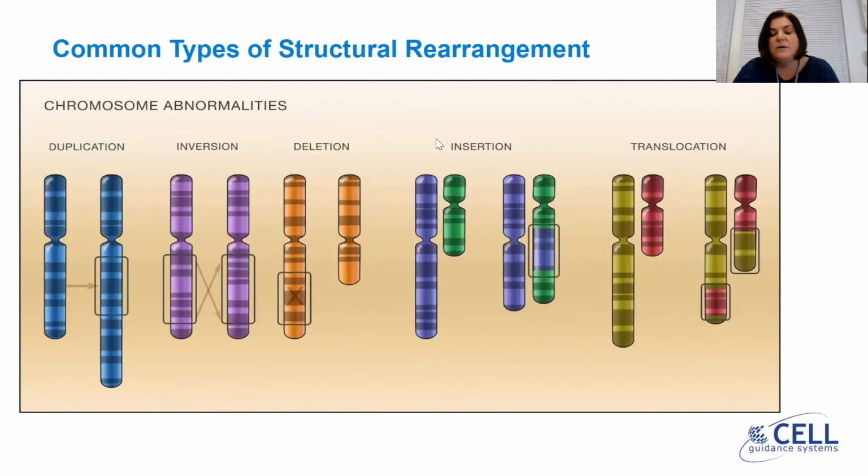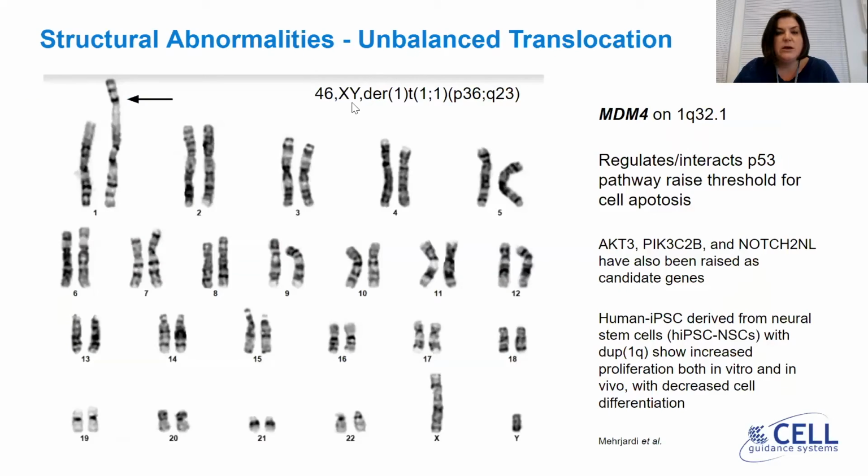And we can also get reciprocal translocations. This is where material from one chromosome exchanges with material from another chromosome. And these can either result in a balanced form of translocation or an unbalanced form. So, an unbalanced translocation, we have an example here. This is also demonstrating overall gain of 1q material, which we frequently see in iPSCs and ESCs.